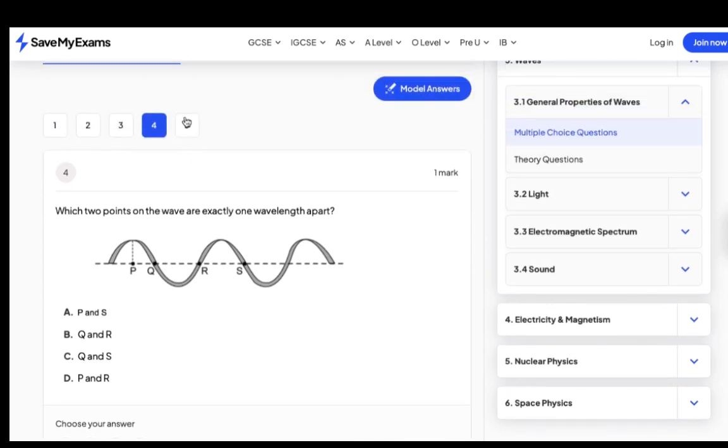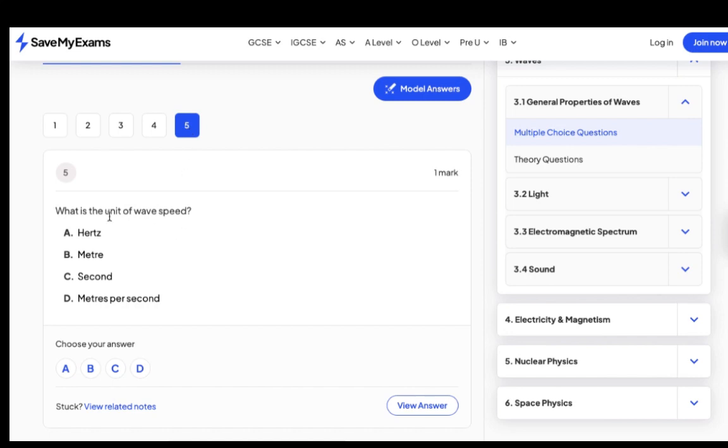The next question says, what is the unit of wave speed? Hertz? Hertz is frequency. What's the unit of wave speed? Speed. Meter per second. D is the correct answer. Meter per second.